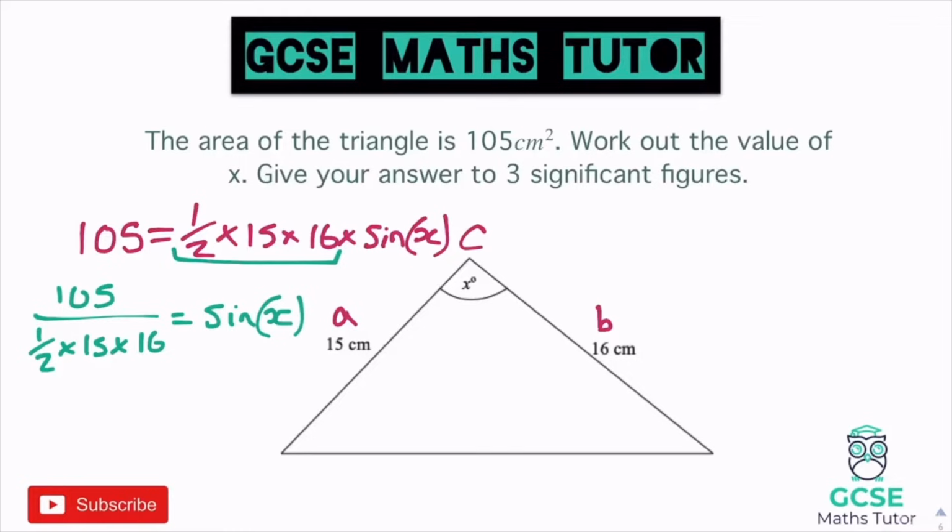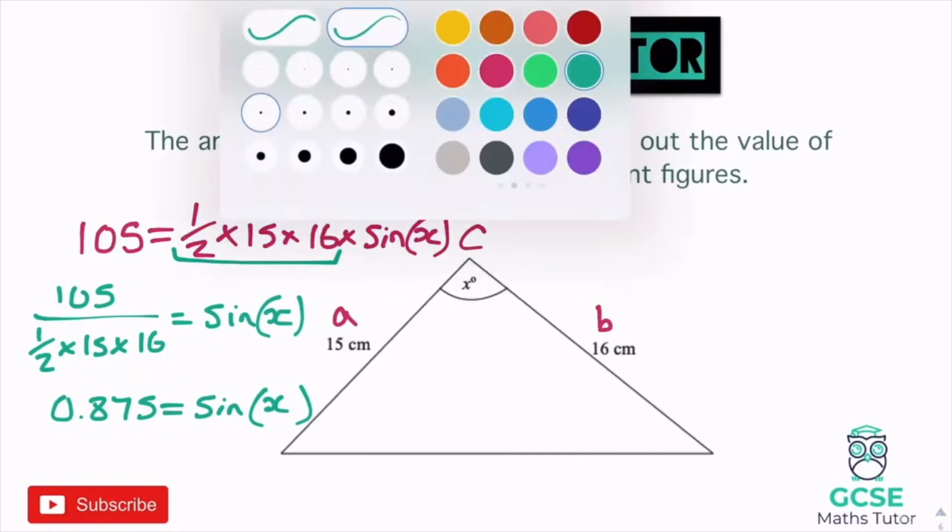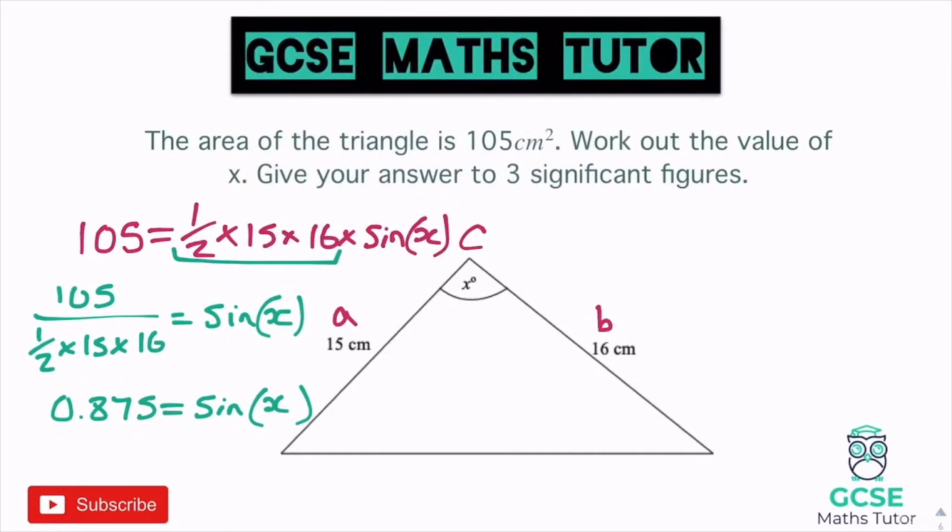So 105 on the top, and we've got 0.5 times 15 times 16 on the bottom, and it gives us 7/8, or the decimal 0.875. So 0.875 equals sine x. And again, we want to know the value of x here. Just like with all the other trigonometry that we've looked at, when you're trying to find the actual angle, we want to do the inverse of sine.